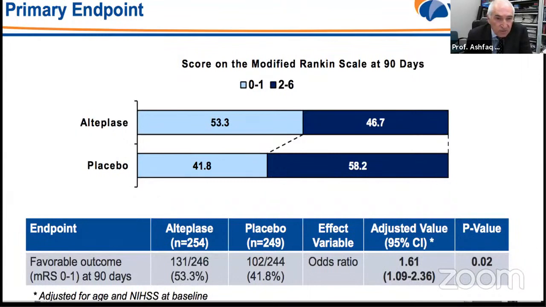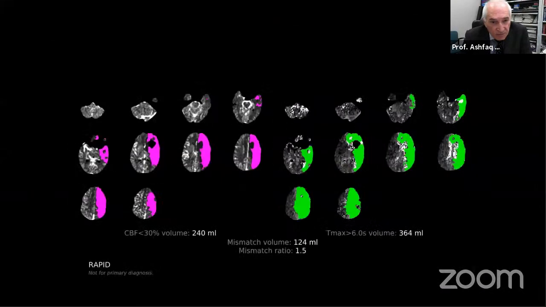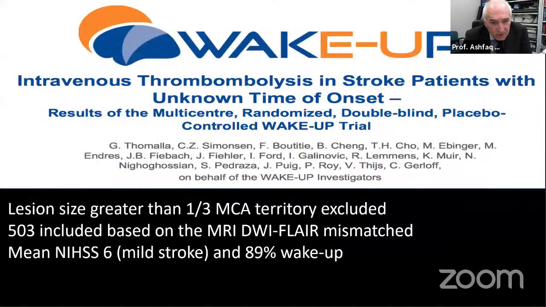So the question has always been, what if you do the type of imaging I showed you, perfusion imaging on CT scan? There's some data for that, and there's a meta-analysis, and I'll just share those with you before I conclude my presentation.